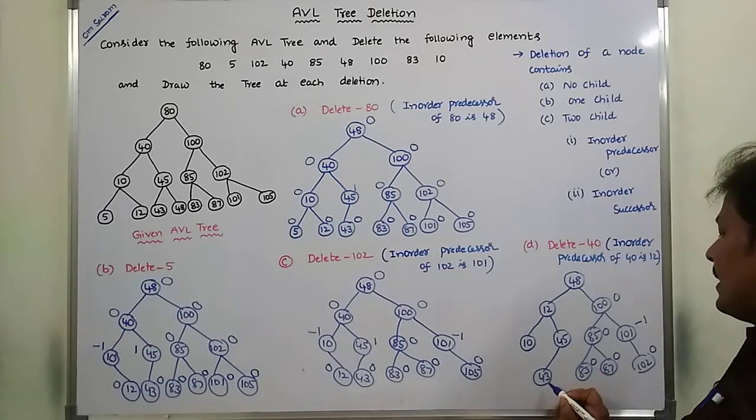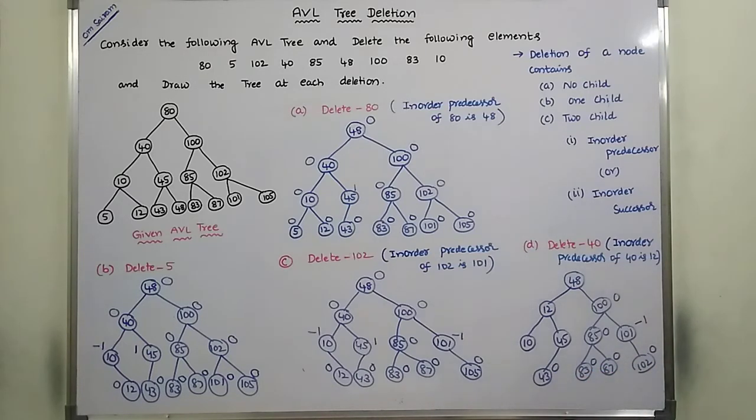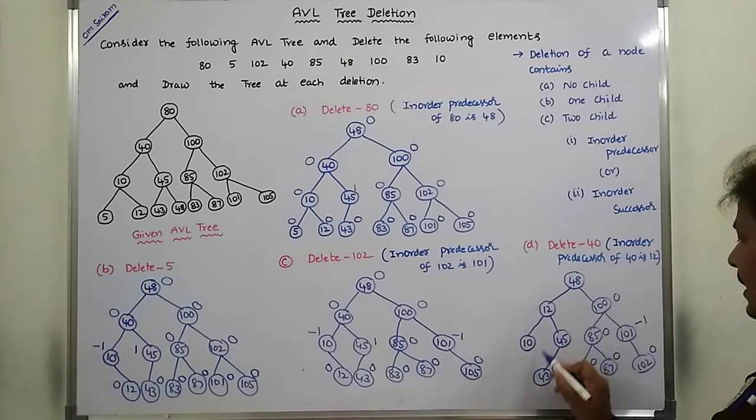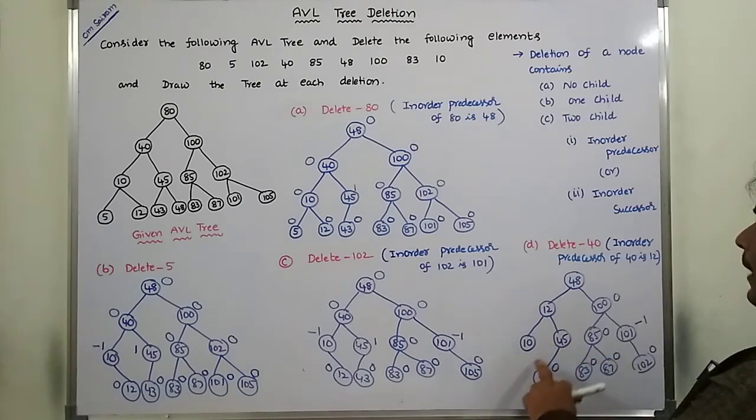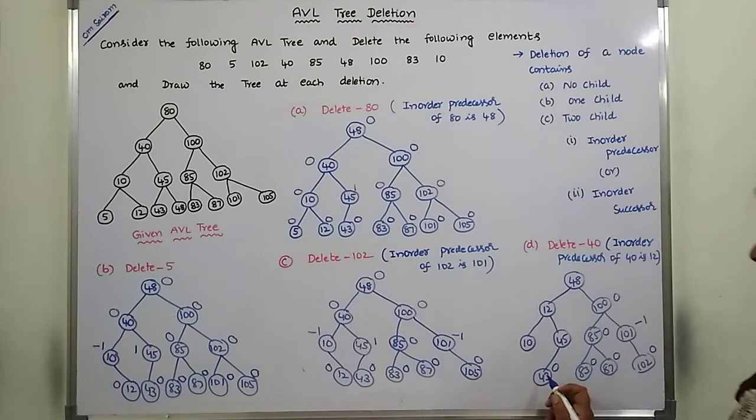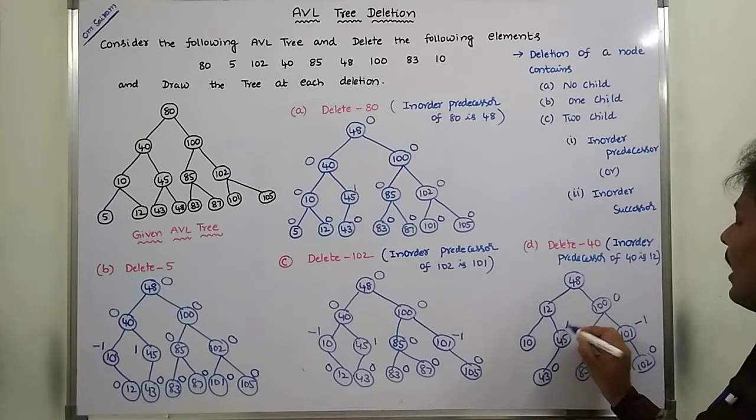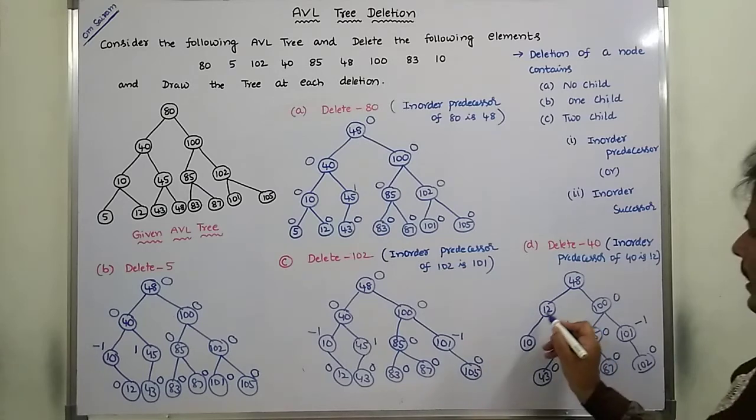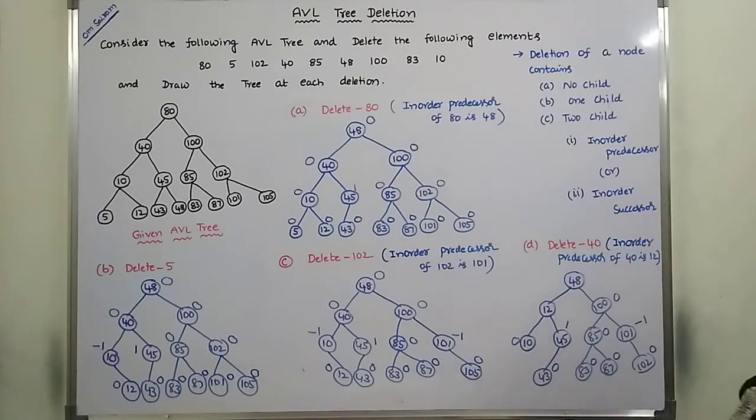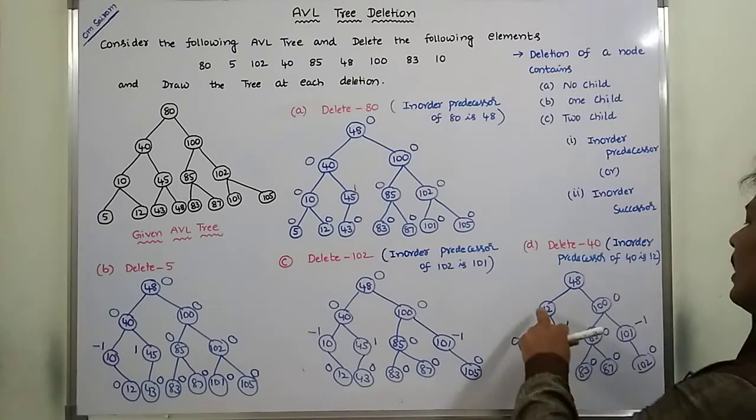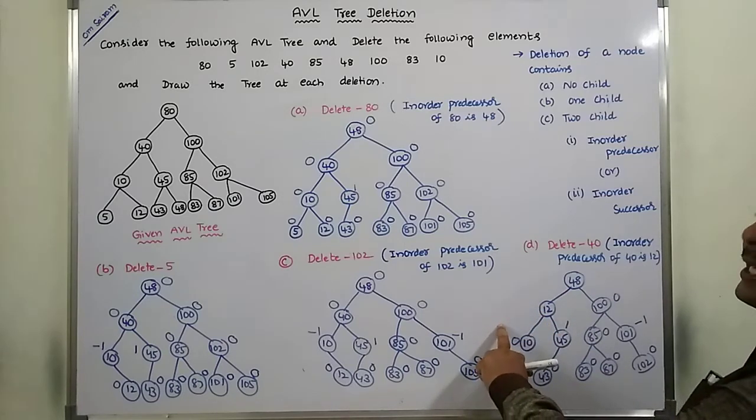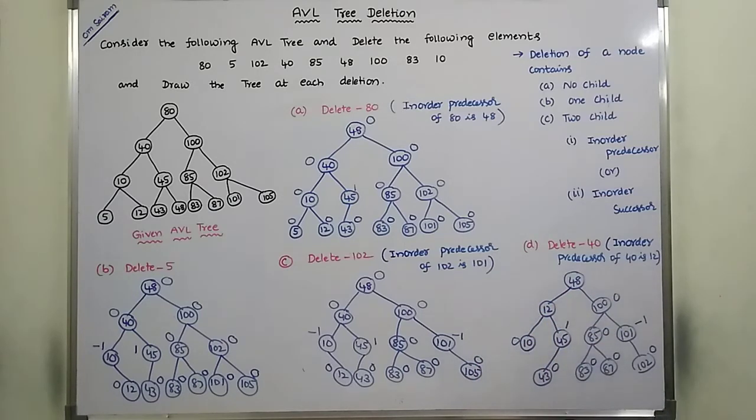So here, this is a leaf node, so the balance factor is 0. For this one, 45 has only one left child. Left subtree height is 1, right subtree height is 0, 1 minus 0, that is 1. For this node, it is a leaf node, so its balance factor is 0. So for 12, left subtree height is 1, right subtree height is 2, 1 minus 2, that is minus 1.